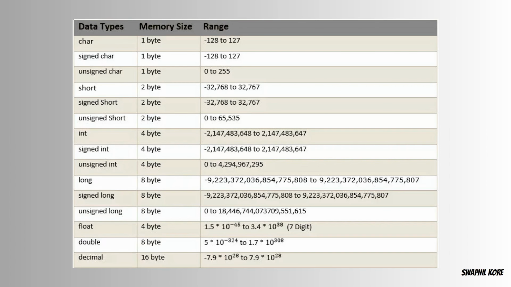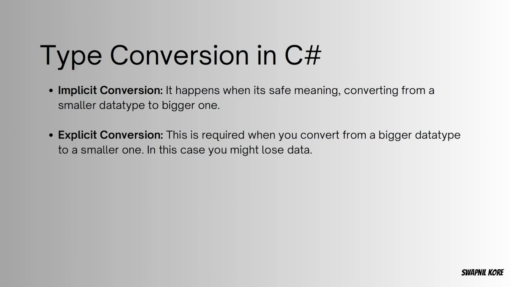Yeah, let's move on to conversion. So there are two types of conversion in C#. The first one is implicit. This happens when a smaller data type tries to convert to a bigger one, and here there is no external thing that we need to add, it happens automatically.